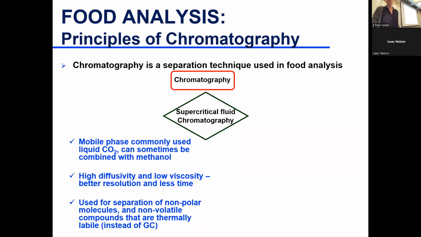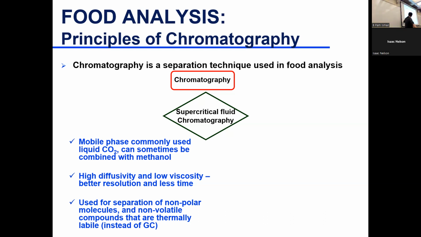All right, supercritical fluid extraction. Very briefly, I want to go over it. We don't have an application for this technique, but it is used often for non-polar molecules that are non-volatile and thermally labile, meaning they can degrade easily with heat. So we cannot use GC for these non-polar compounds, or it might need derivatization, or it might take a very long time to get through the GC.